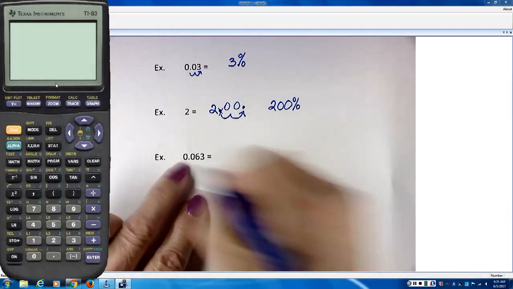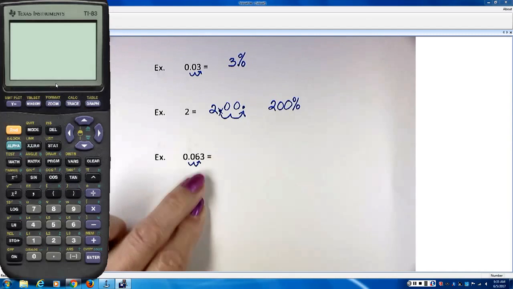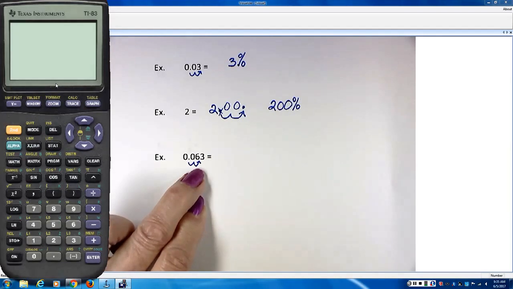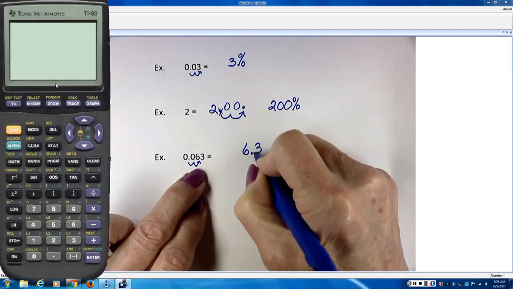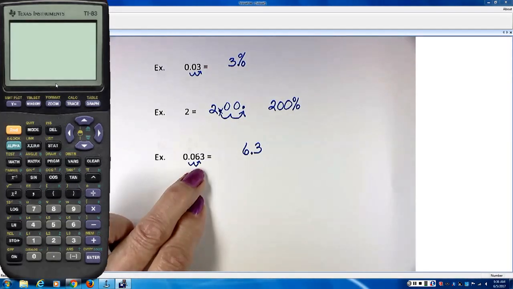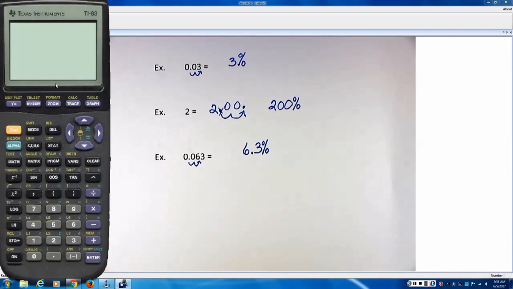If it's 0.063, again, you're going to move it 2 places, which means your decimal is going to go between your 6 and your 3. And because the decimal is between 2 numbers, you don't drop it out this time. You keep it because it's not at the end. And you add your percent sign. Okay? Any questions so far?